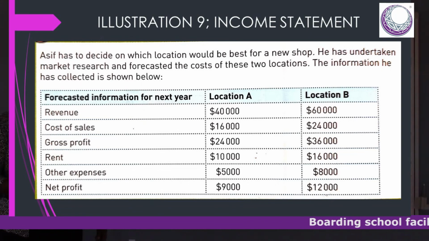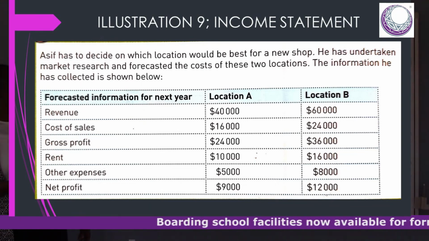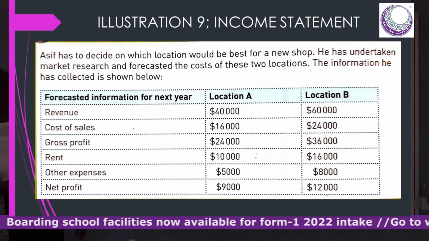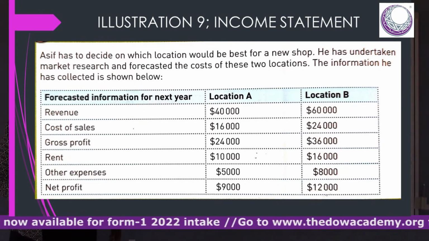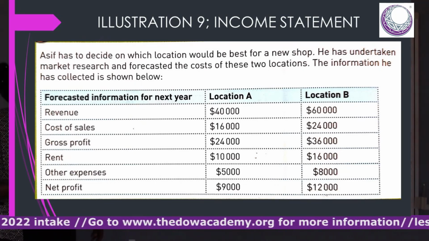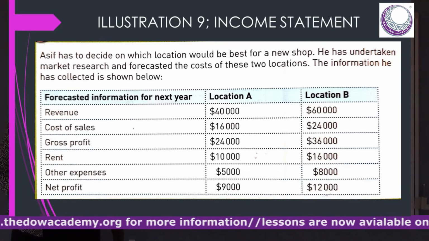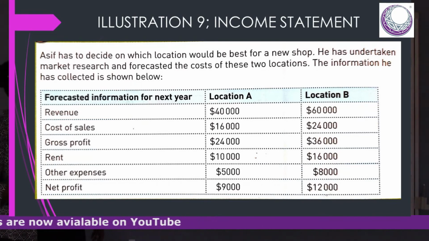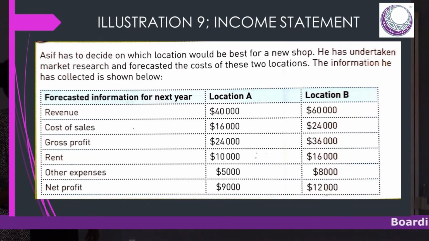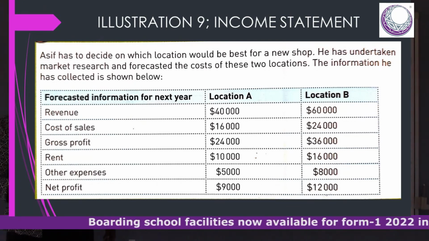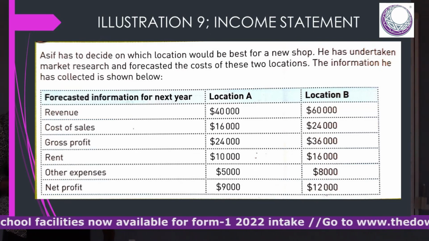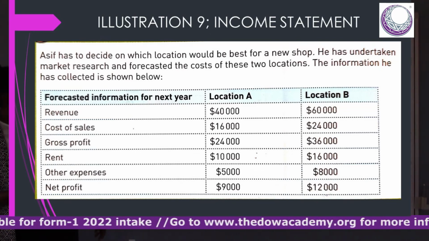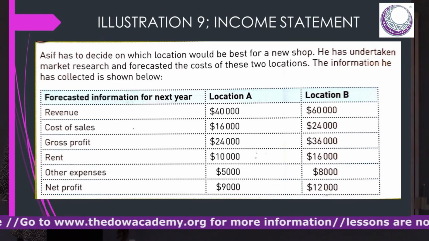Then we finally have the income statement, right? Someone has to decide on which location would be best for a new shop. So he has undertaken market research and forecasted the costs of the 2 locations. The information that has been collected is shown below. So forecasted information for the next year. So there's location A and B.